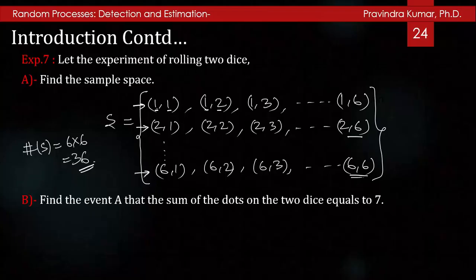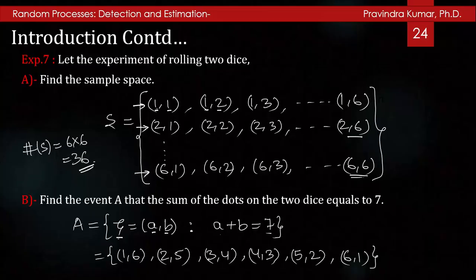Find the event A that the sum of the dots on the two dice equals 7. This means you have to find the event A, which includes the sample points, each a pair of outcomes of the two dice, where a is the outcome of the first die and b is the outcome of the second die. So it will be the pair (a, b) such that a plus b is equal to 7. This means the sum on the two dice is equal to 7.